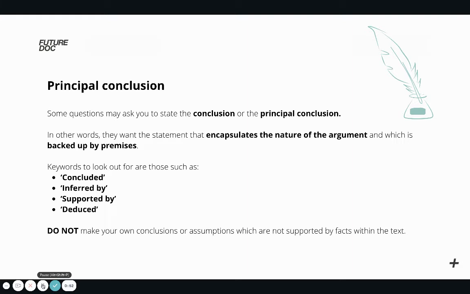The conclusion question can be asked in different formats, and keywords to look out for are those such as concluded, inferred by, supported by, deduced. This will help you to quickly recognize what is being asked from the question. When you see these words, you can recognize that in these questions, you will be identifying what conclusion can be made by the information given in the text. This conclusion must logically follow from the text. It is important not to make your own conclusions or assumptions, which are not supported by facts within the text.